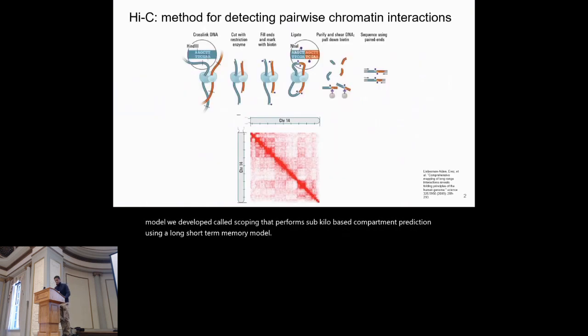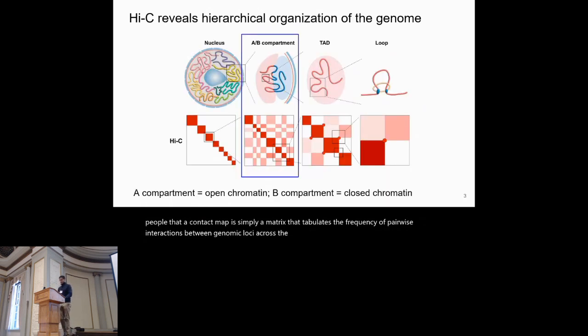So because Hi-C and contact maps were already introduced today, I think I will just briefly remind people that a contact map is simply a matrix that tabulates the frequency of pairwise interactions between genomic loci across the genome. And so these contact maps reveal the hierarchical organization of chromatin, and the largest scale feature that people typically identify using these contact maps are what's called AB compartments. And you can think of these as two classes that we can assign loci to. A compartments correspond to open chromatin, and B compartments correspond to closed chromatin.